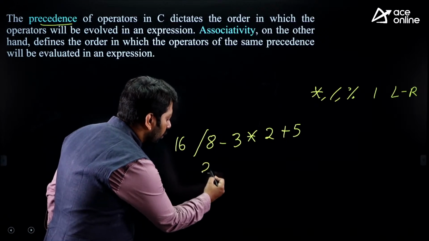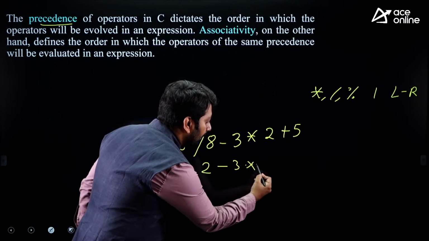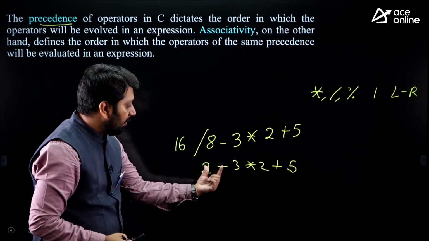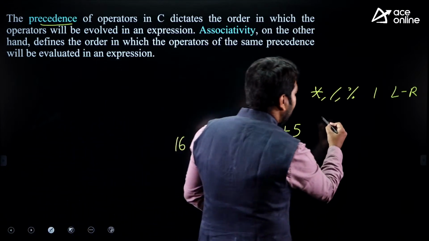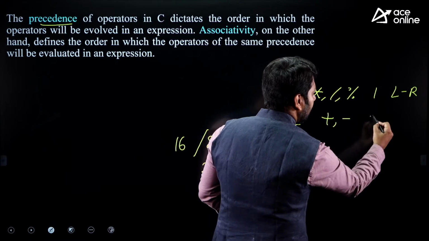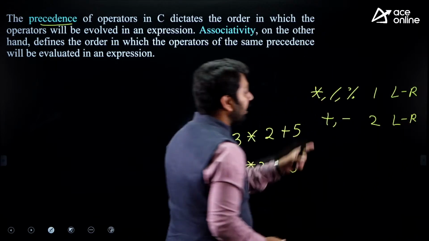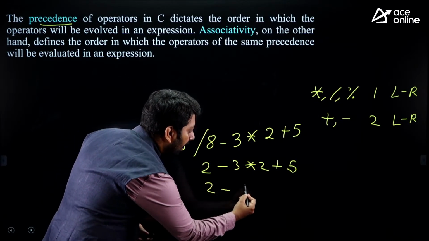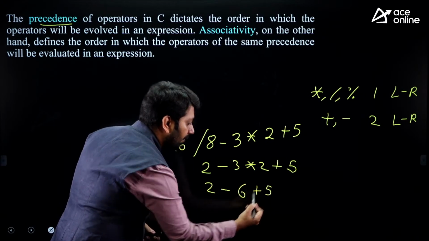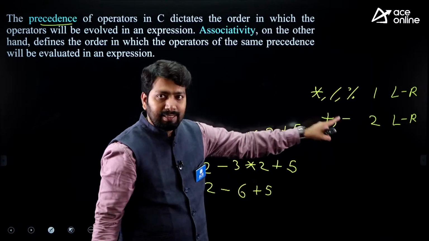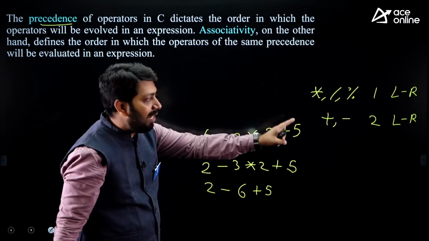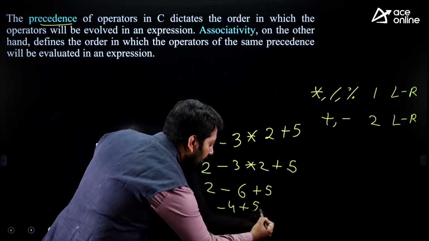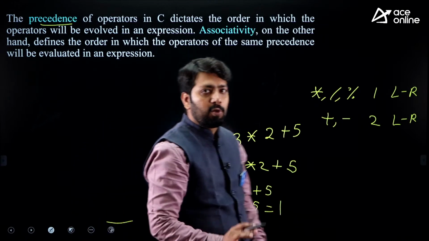So the answer is 2 minus 3 multiply 2 plus 5. Now some of you might be thinking, now we should solve 2 minus 3. No. Plus minus priority is less than this. So first I need to solve higher priority operators. That means multiply. So the answer is 2 minus 6 plus 5. Now plus and minus have the same priority, so first I will solve the left one because our associativity is left to right. So that is minus 4 plus 5. So our answer is 1. I hope you got my point.